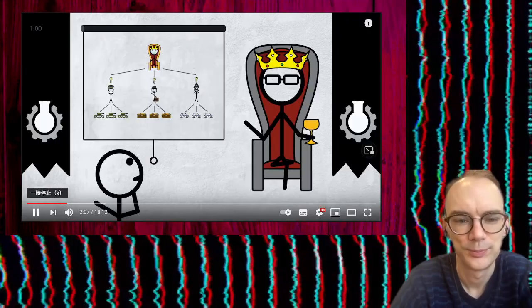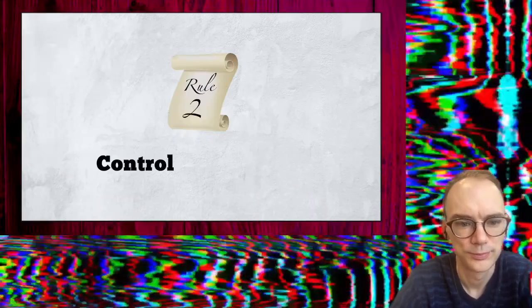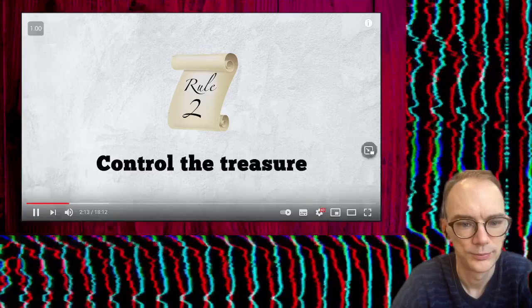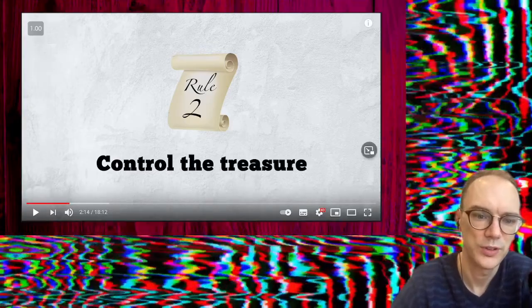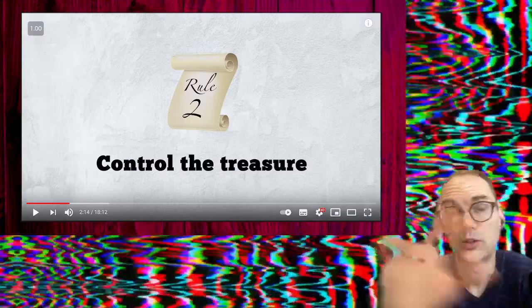Now, in order to keep those keys to power, you must second control the treasure. So you got the second rule in. Okay, good. So now you understand. You got to control the keys. So how you do that, you control the treasure.